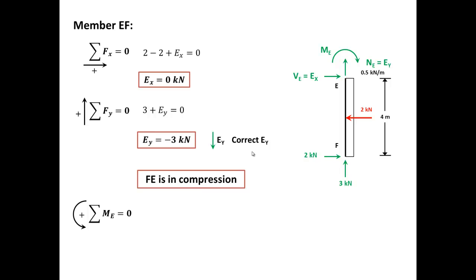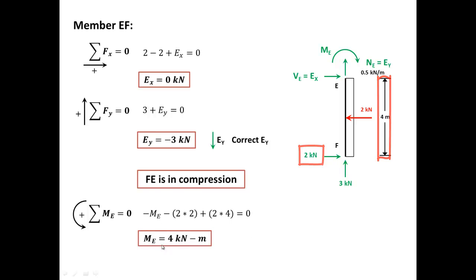Now I'll do the summation of the moments about point E, which should equal 0. Okay, what do I have? Negative ME, because it's clockwise, minus 2 by 2. This 2 is multiplied by half the distance, half the force 2. And the rotation is clockwise, so it's negative, plus 2 multiplied by 4, that's the 2, multiplied by the whole distance 4. So if I solve for ME, it's going to be 4 kilonewton meters.